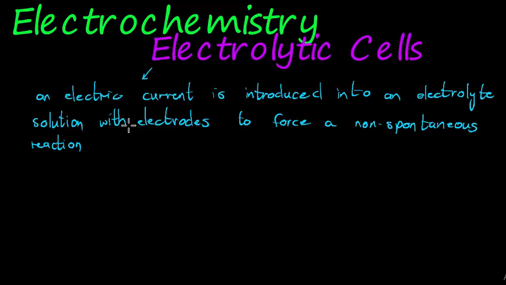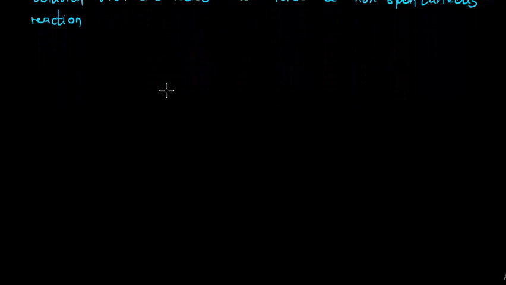Excellent. So in the previous few videos we looked at galvanic cells or voltaic cells, and in a voltaic cell we had a chemical reaction producing an electric current. This is completely the reverse. We're introducing electric current to produce a chemical reaction. So it's quite cool. I'll give you the basics of it.